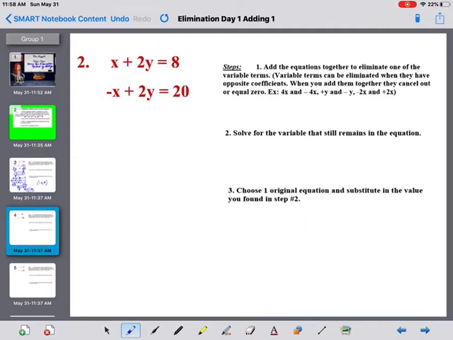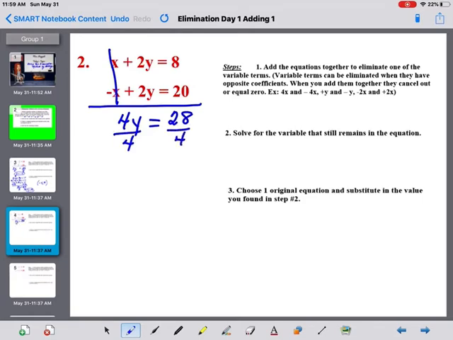In number 2, I have x and negative x. I have 2y and 2y. So x and the negative x, those are my opposites. When I add my two equations together, those are the variable terms that are going to get canceled out. When I add 2y plus 2y, I get 4y, and 8 plus 20 is 28.